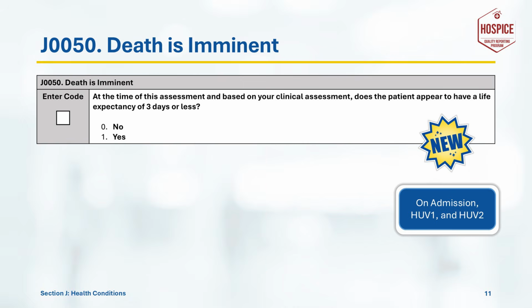First up is J0050, Death is imminent. This is a new data element for HOPE. It is collected on admission at HUV1 and HUV2. It asks the clinician, at the time of this assessment and based on your clinical assessment, does the patient appear to have a life expectancy of 3 days or less?